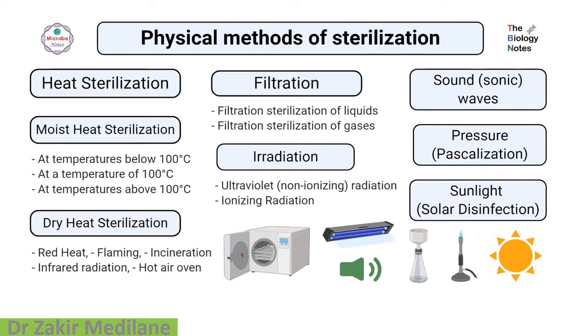Coming to irradiation, that is UV light. We are using ultraviolet, which is non-ionizing, meaning the radiation does not produce ions. That type of UV light is used as irradiation, as is ionizing radiation. Then again, filtration is also one of the methods we can use for sterilization of various substances, such as filtration sterilization of liquids and of gases.